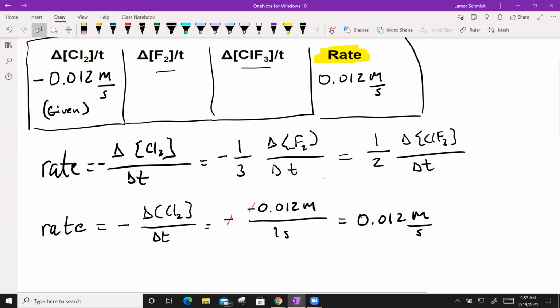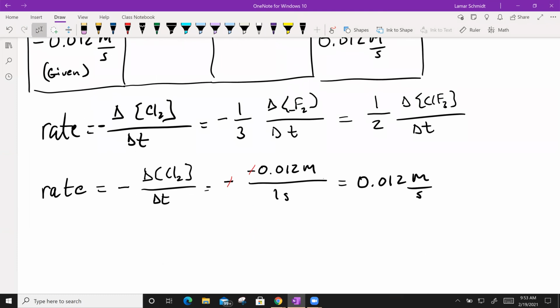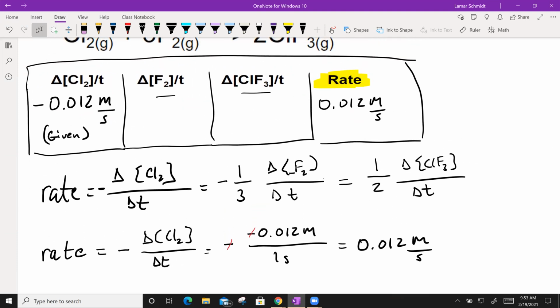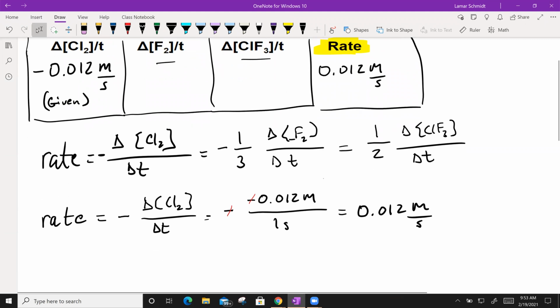You can't say that I went negative 5 miles per hour. It's not possible. And you can't say you went negative on a rate either. So when we're talking about chemical kinetics, it doesn't make any sense either. So what we would say is the rate of disappearance of concentration of Cl2 is 0.012 molar per second. So the negative sign just means that the concentration of Cl2 is decreasing with time. All right, but the rate is a positive value.